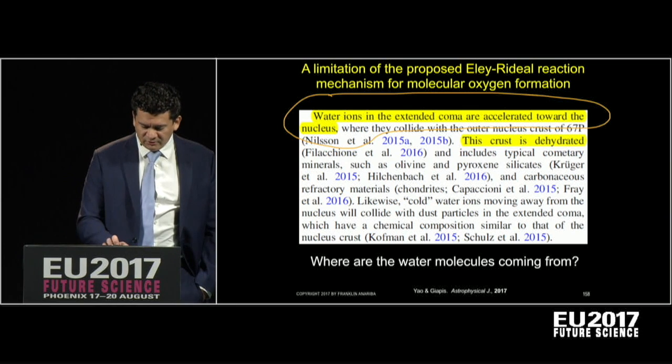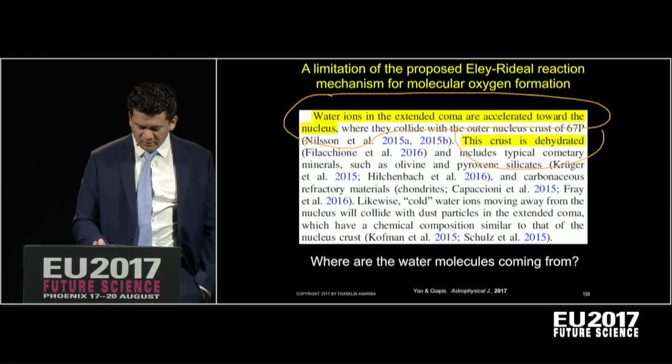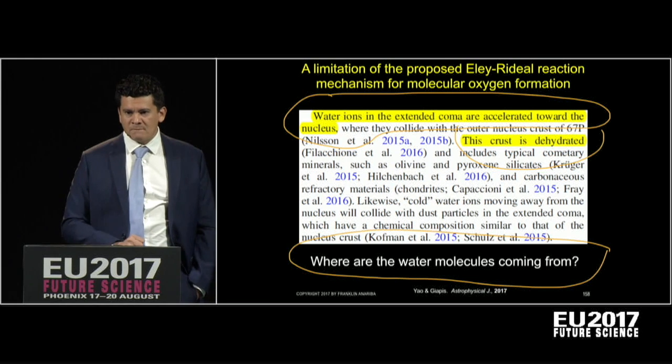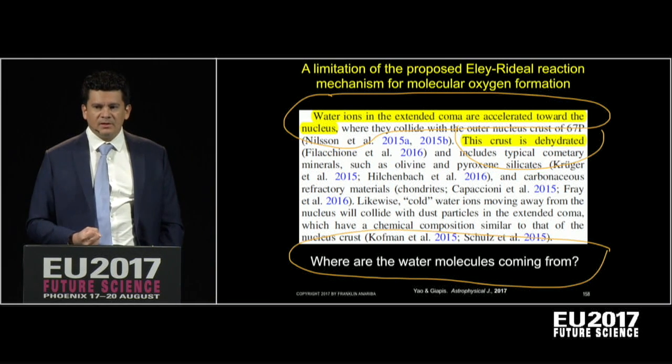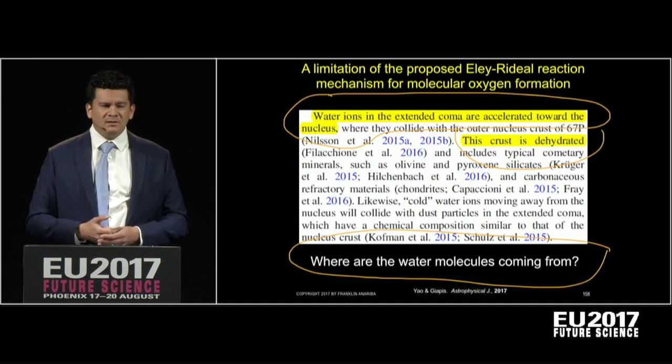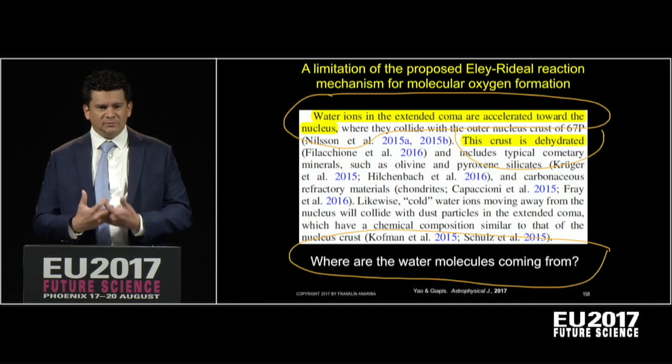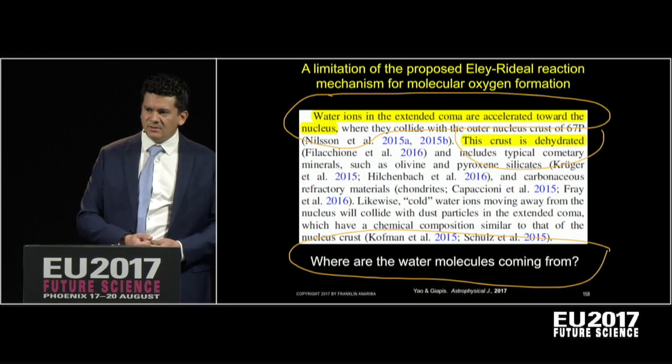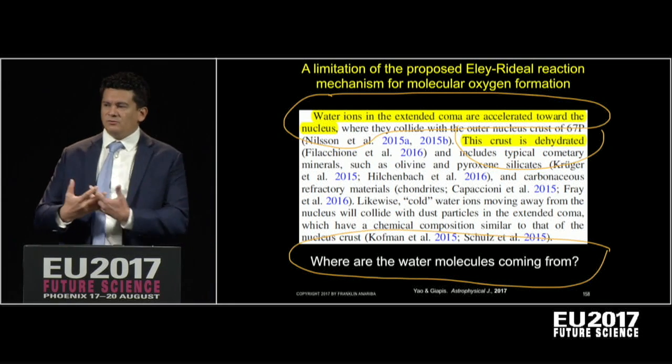Okay, and the crust is actually dehydrated. So where are the water molecules coming from? So I really don't understand that part. Okay, because I mean we're all trying to figure out what's happening. But I think it's best to start explaining where the water ion is coming from first, okay? And then once you understand where the water ion is coming from, you can say, yeah, we have plenty of them, and then we can say that they're actually hitting the surface of the nucleus or hitting the surface of the different dust grains, and these reactions are occurring.